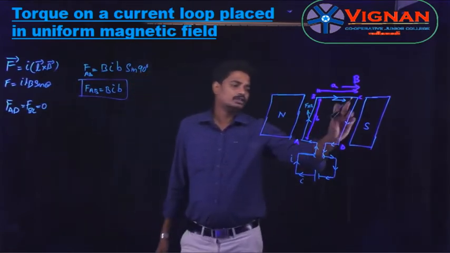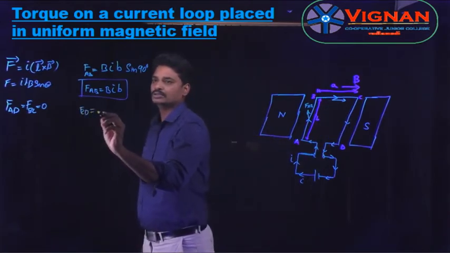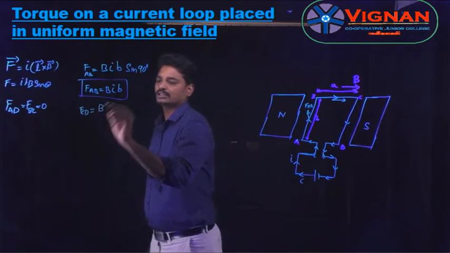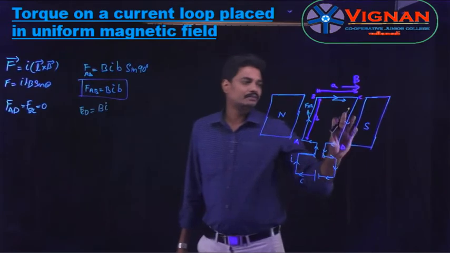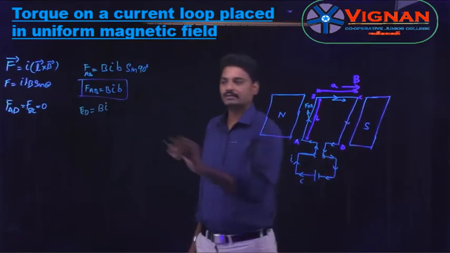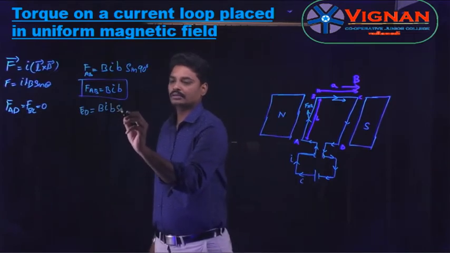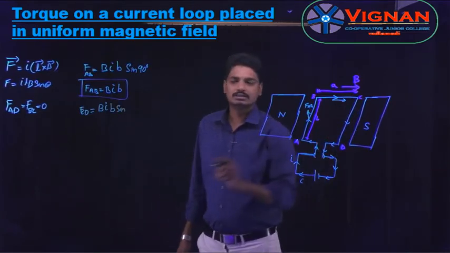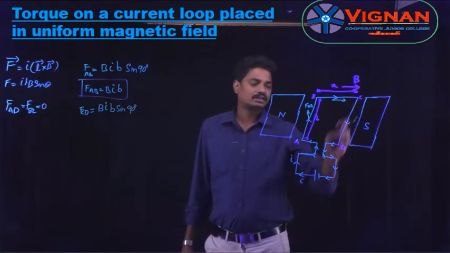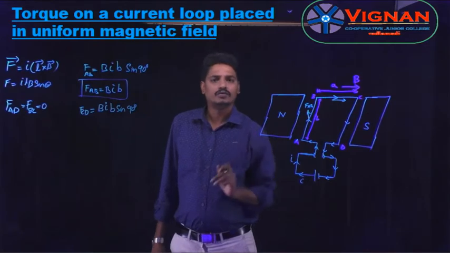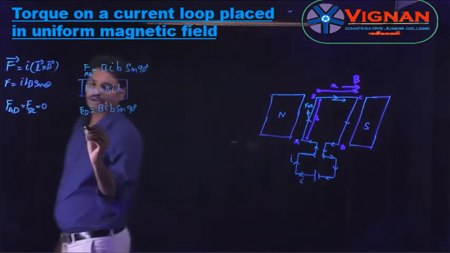Similarly, what is the force acting on CD? Force acting on CD is equal to the strength of the magnetic field B, current flowing I, length of the conductor CD, which is nothing but the breadth of the rectangle b, sin of the angle. Here also the angle is 90 degrees, as this conductor CD is perpendicular to the uniform magnetic field. So sin 90 is equal to 1.